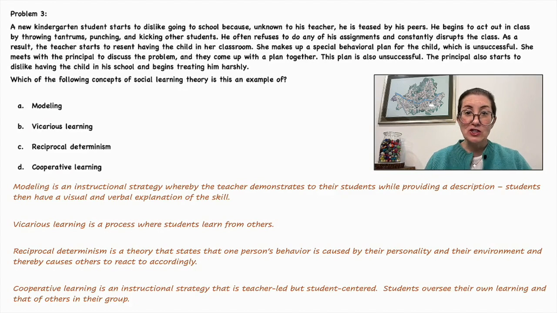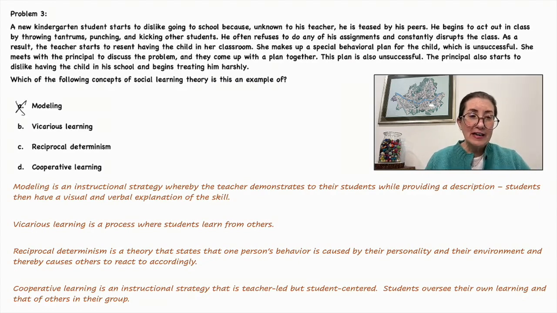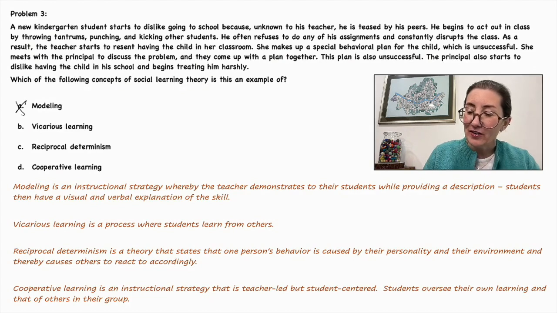Let's look at the definitions of each. Modeling is an instructional strategy whereby the teacher demonstrates to their students while providing a description. Students then have a visual and verbal explanation of the skill, so we can eliminate modeling. Vicarious learning is a process where students learn from others, and that's not happening here either.